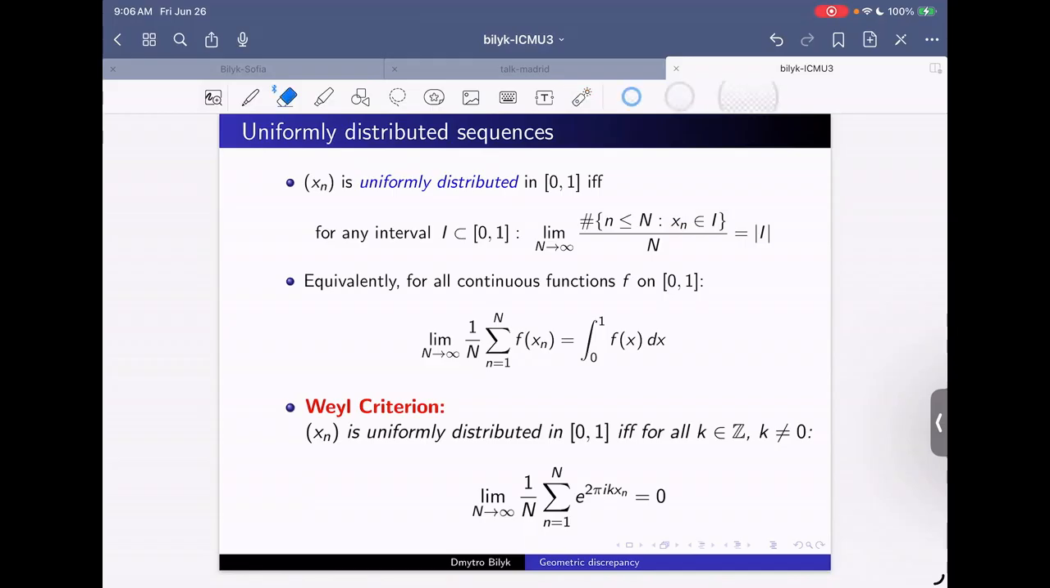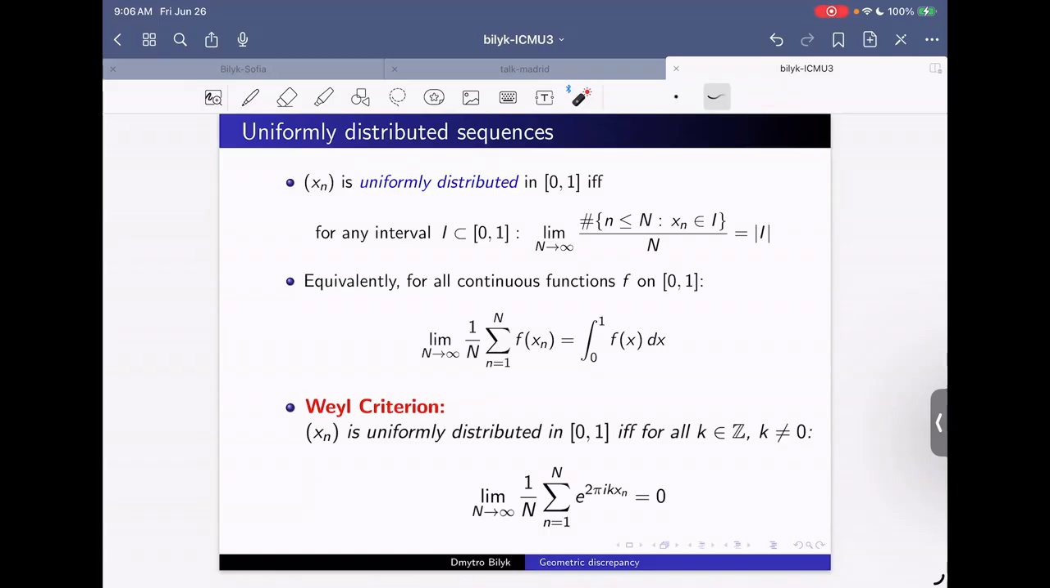This notion plays an important role in number theory. At that moment, Hermann Weyl was interested in number theory. It comes up in ergodic theory, since this property is some sort of ergodicity, and in many other areas.